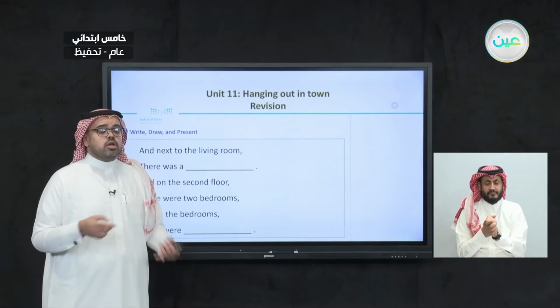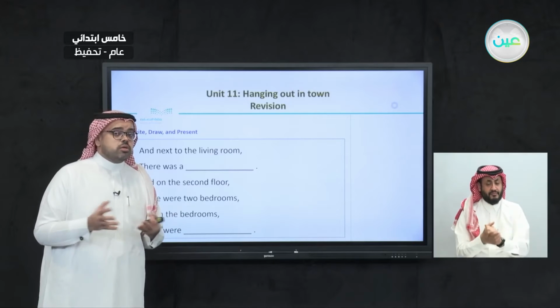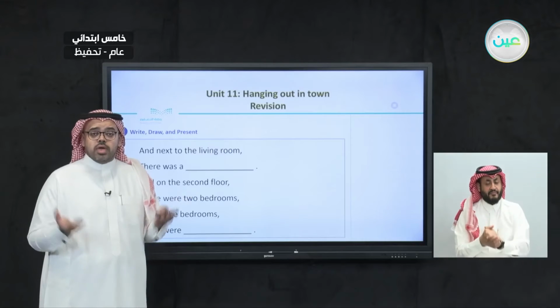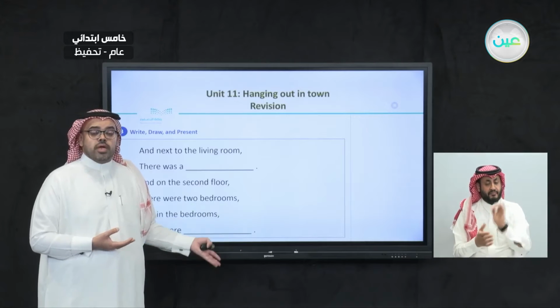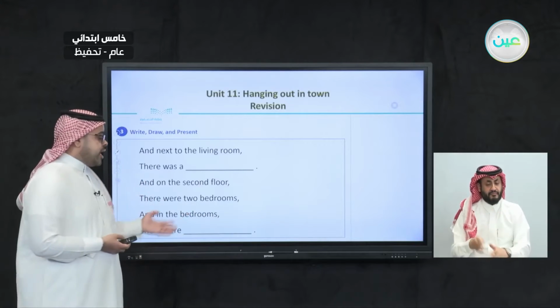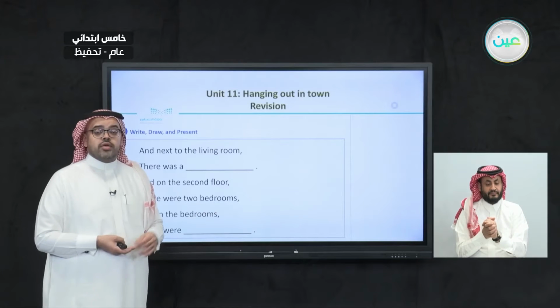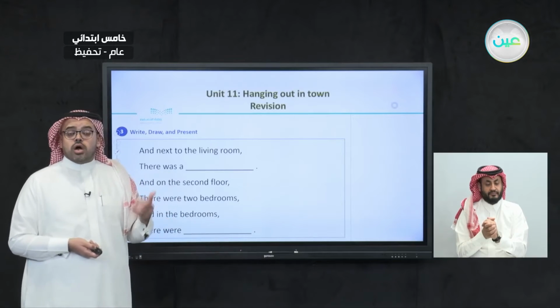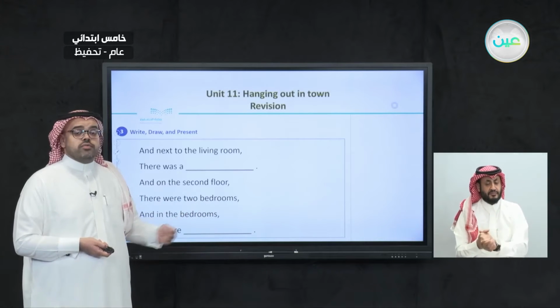What do we usually see in this bedroom? We usually see closets. We usually see a table. We usually see blankets. We usually see beds. So here, let's say we're going to choose beds. So, and in the bedrooms, there were beds. So here, these are our choices that we have chosen in our version of this chant.